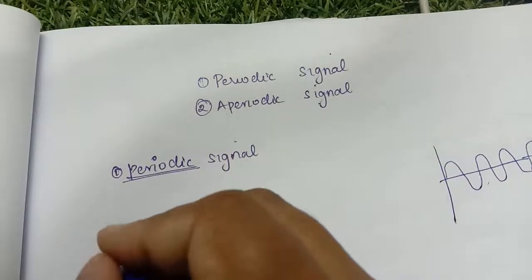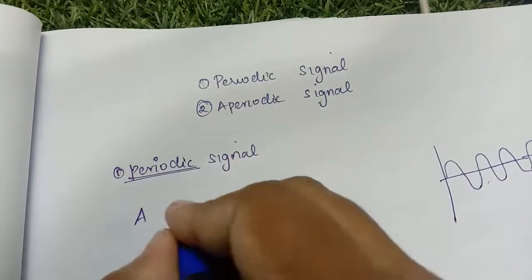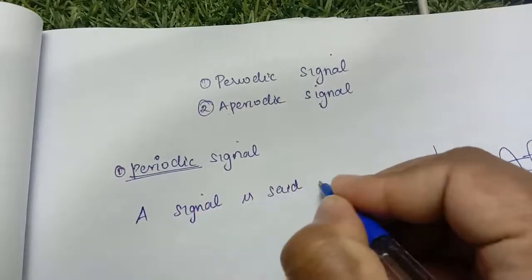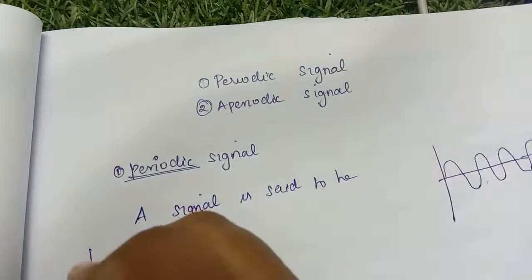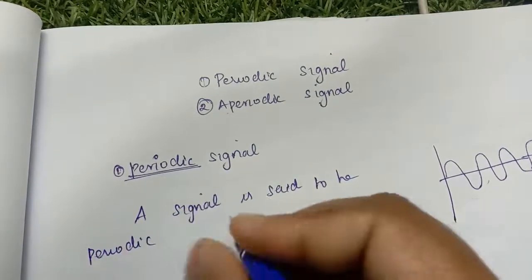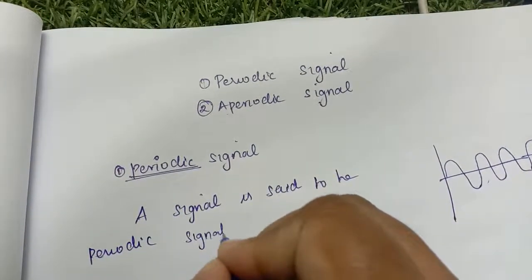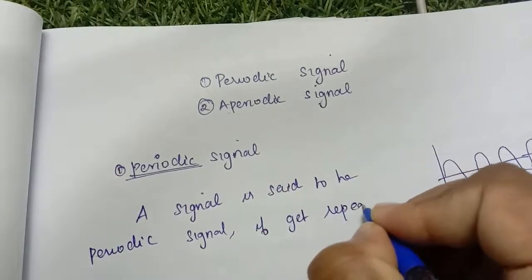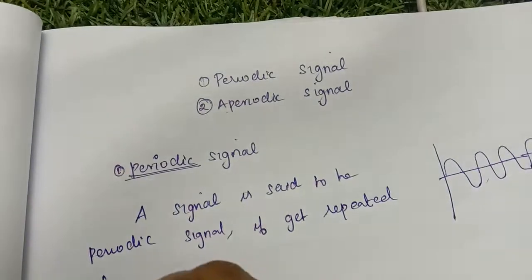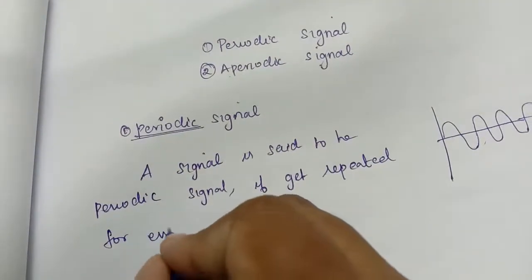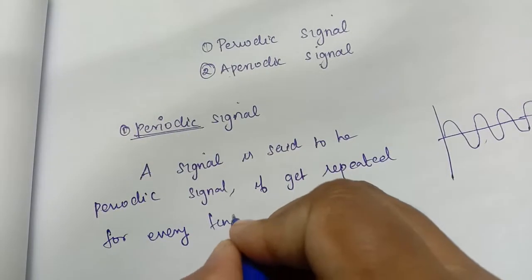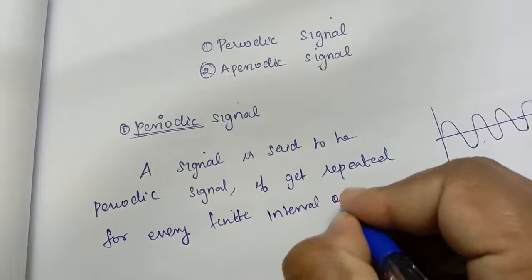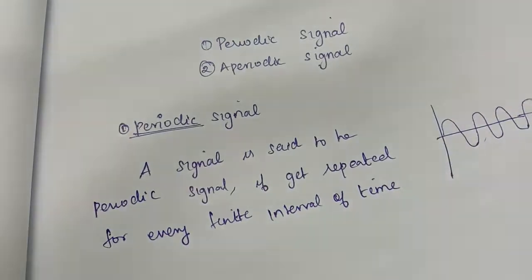So first of all, we can see the definition. A signal is said to be periodic when it gets repeated for every finite interval of time. Every finite interval of time, it is called periodic.